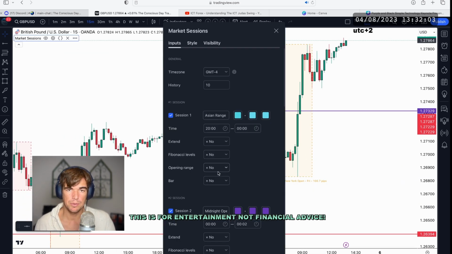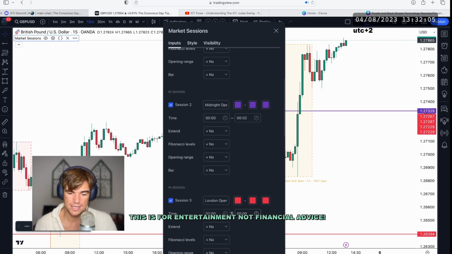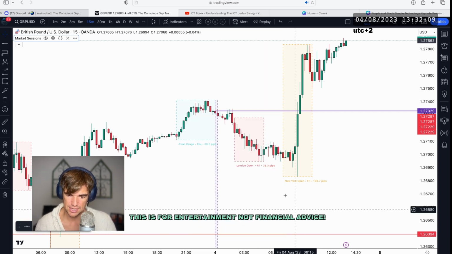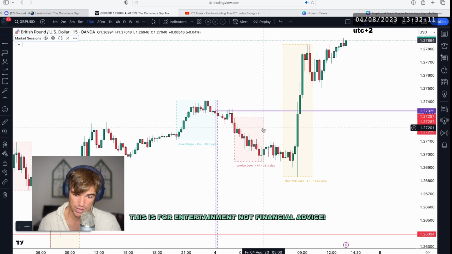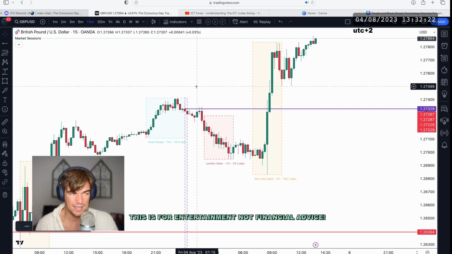The last thing we're going to put on after the midnight open is the London open, which is going to be from 2 until 5 o'clock. So this is the hunting area, and this is where the hunting is going to stop.